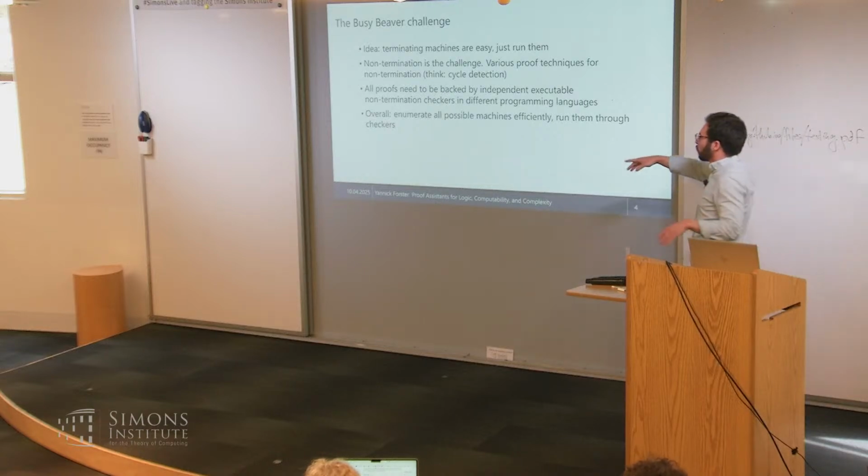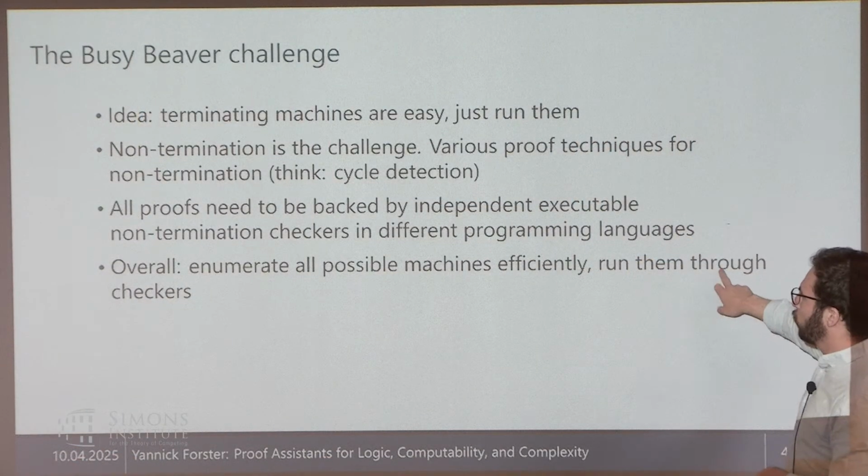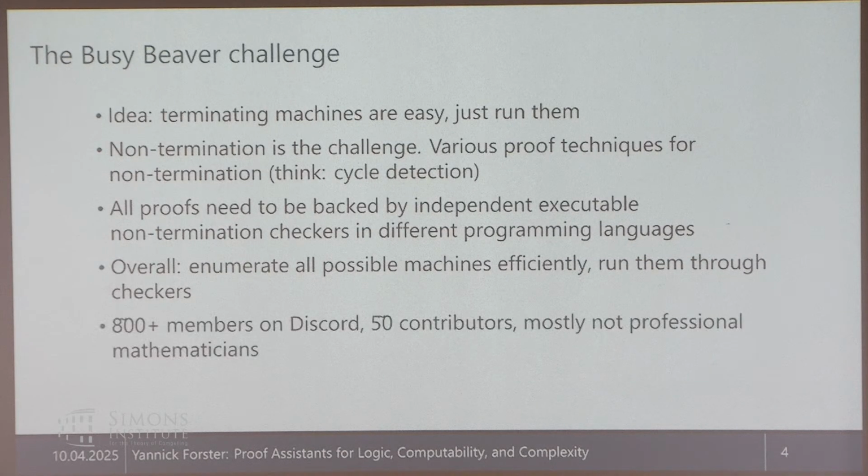Overall, the idea is you enumerate all possible machines efficiently, not every 70 trillion, but efficiently, and then you run them through these checkers, and you end up with a couple of ones that are left over, and then you maybe try to do something manually.